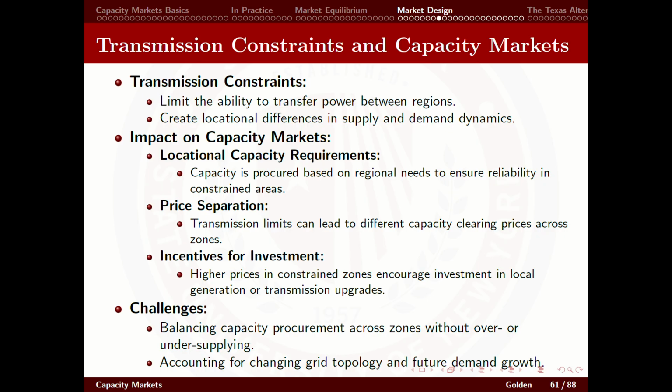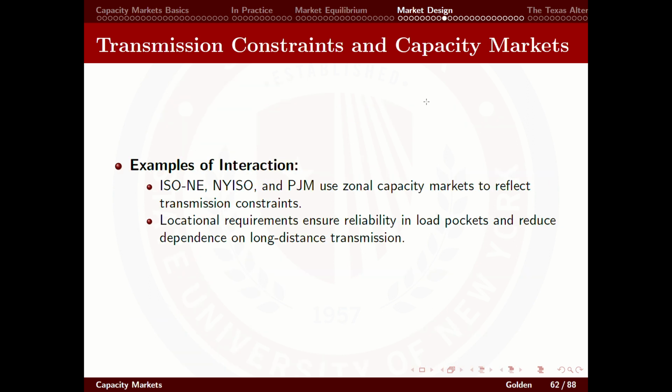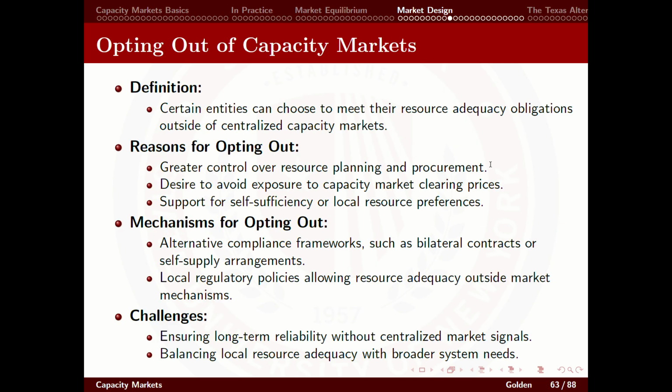Transmission limits can lead to different capacity clearing prices across zones, and it also can create incentives for investment both in generation but also in transmission. It's hard to determine what granularity you need here. Examples of interaction: ISO New England, NYISO, and PJM all use zonal capacity markets to reflect transmission constraints, and these ensure that reliability and load pockets can exist and reduce dependence on long-range transmission.